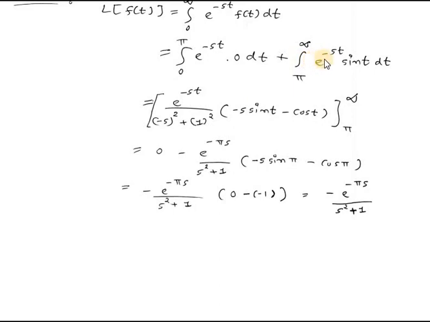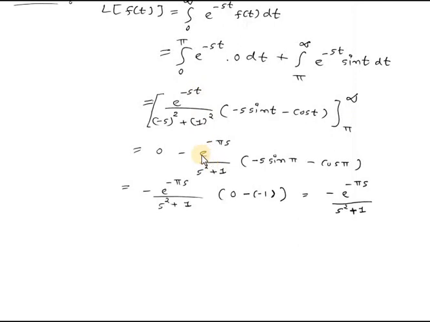So here we have to replace a by minus s and b by 1. So here it will be e raised to minus st divided by minus s whole square plus 1 square, in bracket minus s sin t minus cos t, and the limit will be pi to infinity. So first of all we will replace t by infinity. So here it will be e raised to minus infinity, and e raised to minus infinity is 0. Then minus lower limit. So for the lower limit we have to replace t by pi.